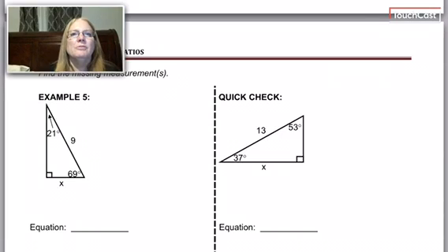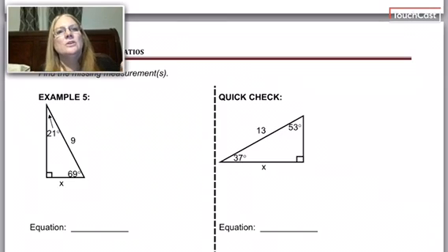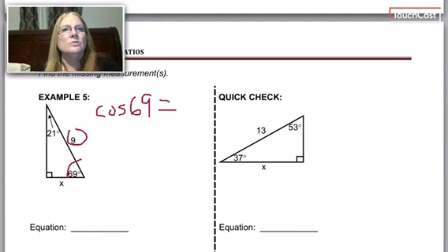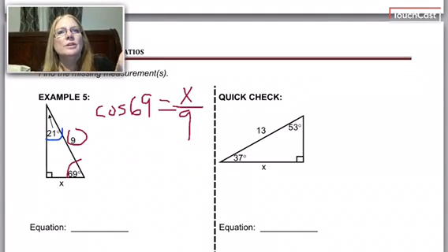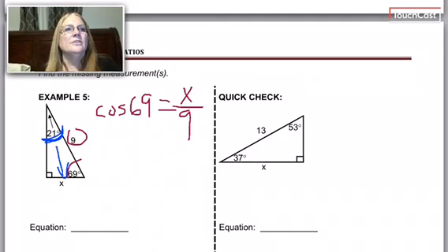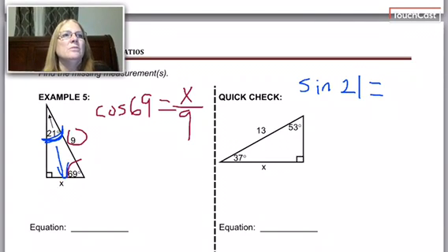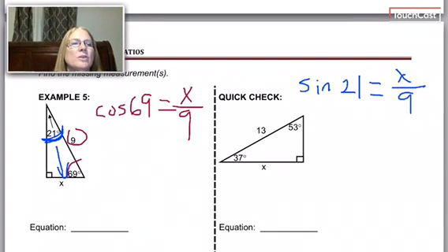Okay, let's look at our next example, example 5. Okay, so again, you can use either angle, 21 or 69. So for example 5, I'm going to set this up 2 different ways just to show you. Okay, so if we're looking at 69, x is the adjacent side. And they give us the hypotenuse again. So that's cool. So we have the cosine of 69 is equal to adjacent x over 9. Or if we wanted to use 21, x is the opposite side. So this would be the sine of 21 is equal to x over 9. Either of these equations work, and both equations give you the same answer. So we'll look at it both ways.